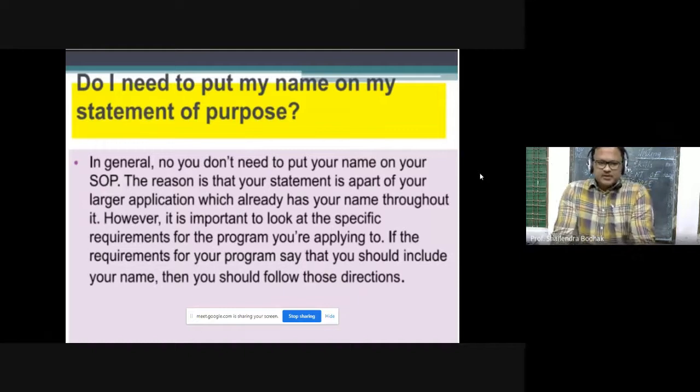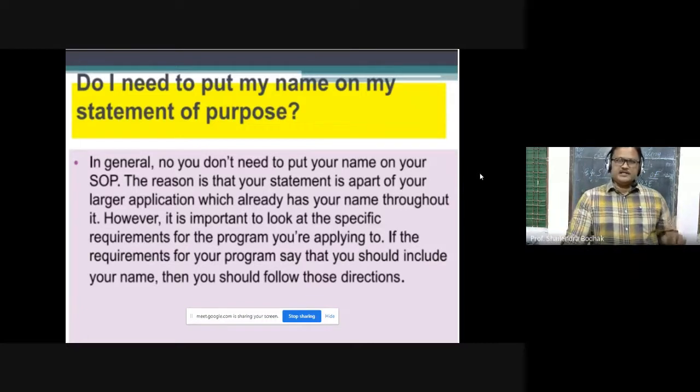Then a very common question which is asked: do I need to put my name on my statement of purpose? In general, no, you don't need to put your name on your SOP. The reason is that your statement is a part of your larger application which already has your name throughout it. So the answer is no, because your application itself has your name, so there is no need to write your name on the SOP, that is statement of purpose.